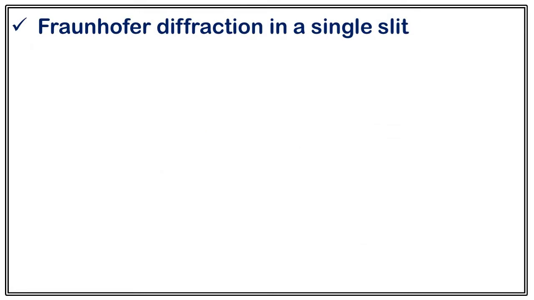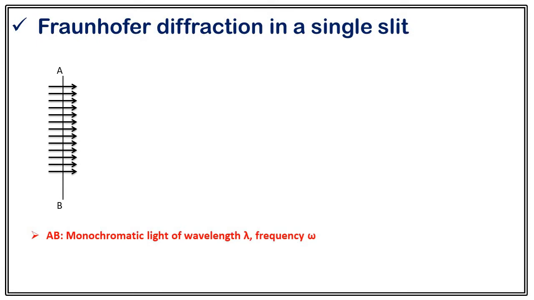As I discussed in my previous lecture, if your object and screen are both at infinite distance from the diffracting element, then the observed diffraction pattern will be of Fraunhofer diffraction type. And we have also seen that plane wavefronts are involved in Fraunhofer diffraction. So let's suppose we have a plane wavefront AB of monochromatic light of wavelength lambda and frequency omega. This plane wavefront is coming from an object which is situated at infinite distance from your slit.